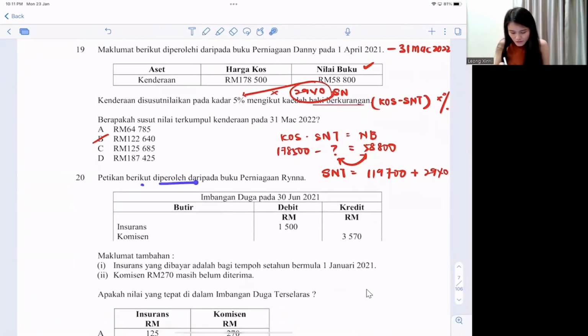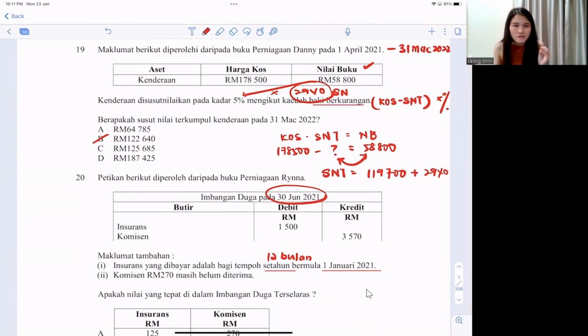Petikan berikut diperoleh daripada buku perniagaan Rina. So they gave us imbangan juga with insurance and commission. So normally this kind of question is pelarasan already confirmed. So they told us maklumat tambahan is insurance yang dibayar adalah bagi tempoh setahun. Setahun means it's meant for 12 months, you understand? So it doesn't really have to be in your 12 months, but you understand that it's 12 bulan, okay? But it started from 1st Jan.